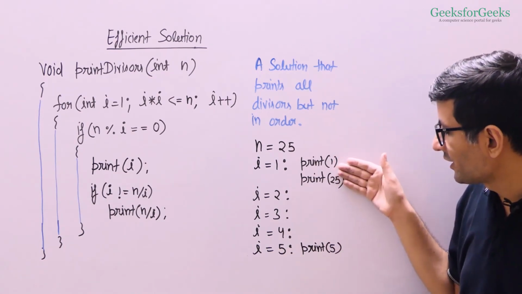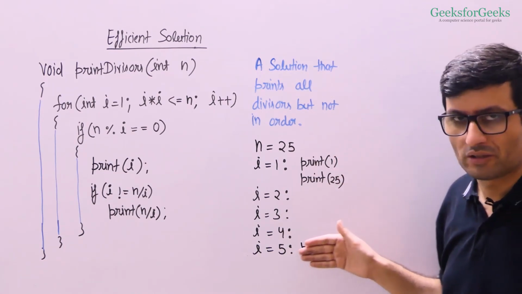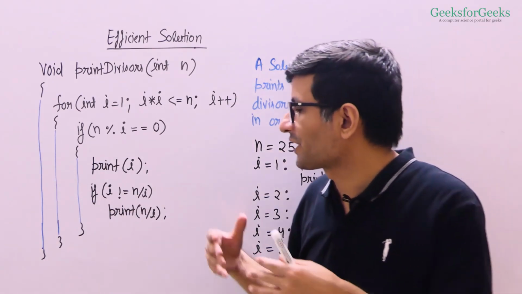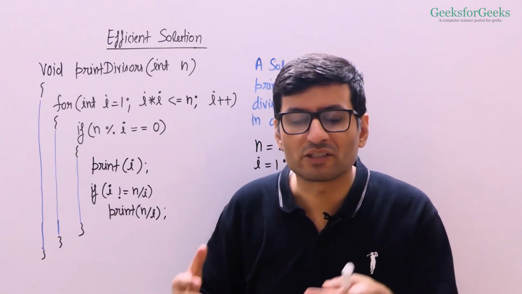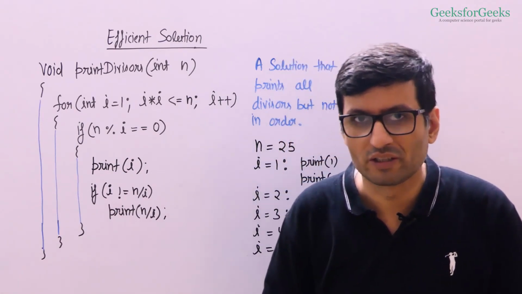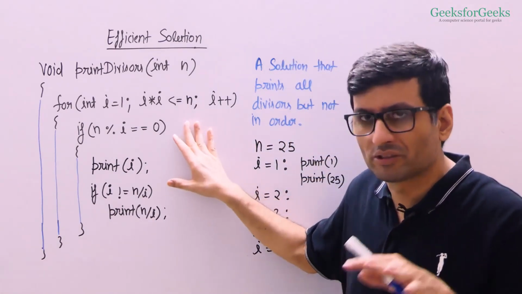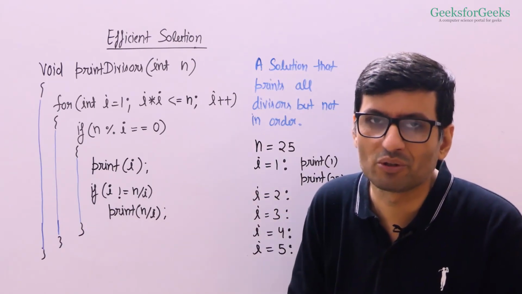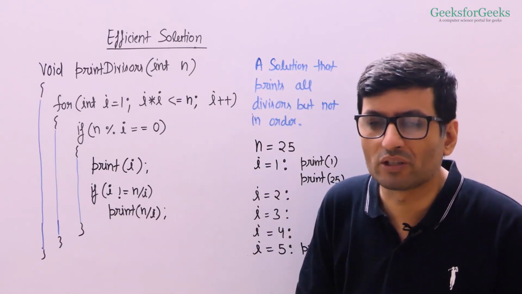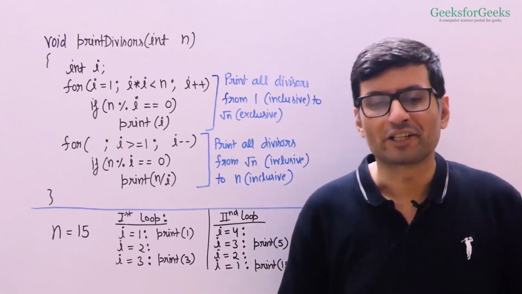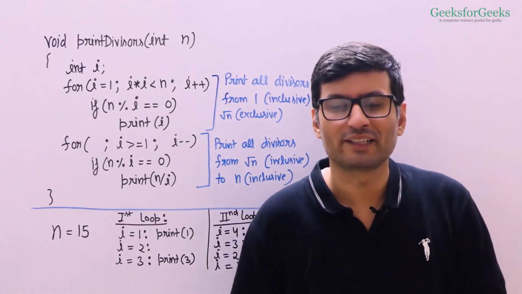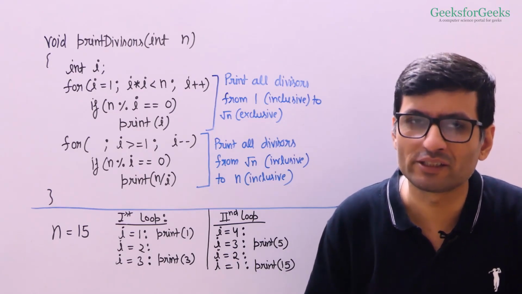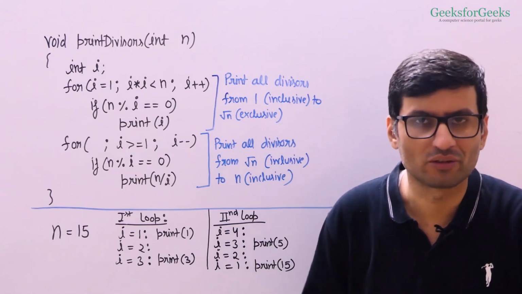But we do not get these divisors in sorted order. So please pause this video and try to modify or extend the solution so that it prints all the divisors in sorted order. Please note that the time complexity of the solution is square root of n, and we want to keep the time complexity as square root of n only, and we want to print all the divisors in sorted order. Let us now see the efficient solution that works in theta square root of n time and prints all the divisors in sorted order.